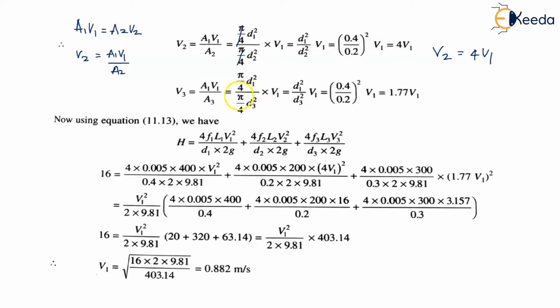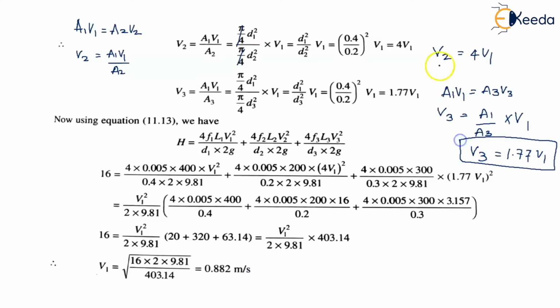Similarly, it can be written as A1 V1 is equal to A3 V3. So now over here V3 becomes A1 upon A3 multiplied by V1. So again we have A1 and A3. So the relation comes as V3 is equal to 1.77 V1. So we will be using these two relations, that is V2 is equal to 4V1 and V3 is equal to 1.77 V1.